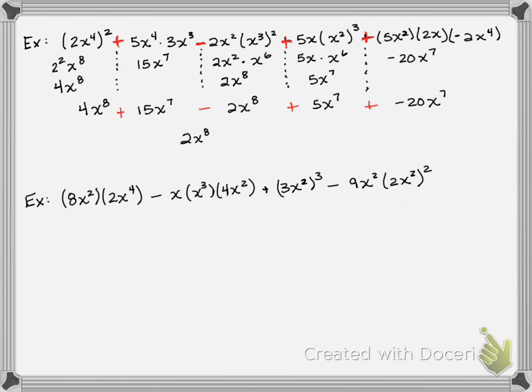So I believe we got 16x to the 6th minus 4x to the 6th plus 27x to the 6th minus 36x to the 6th. True? And then, oh gosh, negative 20 plus 27 is 7 minus 4 is 3x to the 6th.